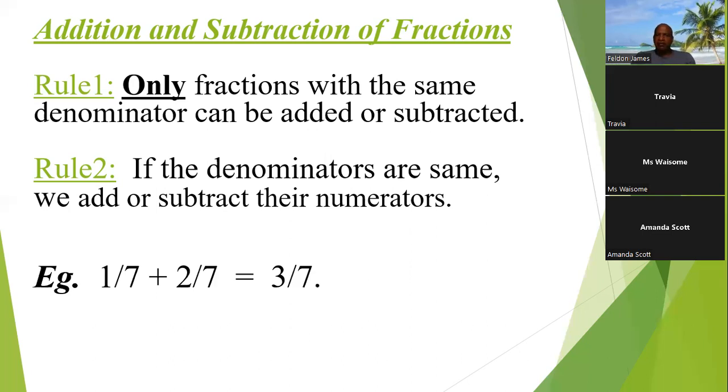So here we have 1/7 plus 2/7. Both of them have the same denominator. And to add them, we just simply add the numerators. So 1 plus 2 gives you 3. So we have 3 out of 7. So this is telling you that you have 3 slices out of 7 parts. All right, guys, any questions? All right, moving along.